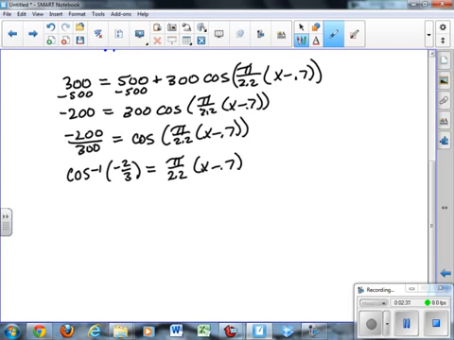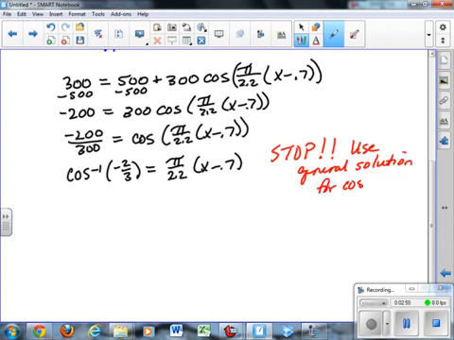Now I could continue solving for x and I would get one solution, but I don't want just one solution. I want all of the possible values where the fox population is at 300, and then I'll see where it drops below. So at this point I'm going to put a big stop sign, stop, and insert the general solution for inverse cosine of negative 2/3. So on my calculator I'm going to do inverse cosine of negative 2/3.